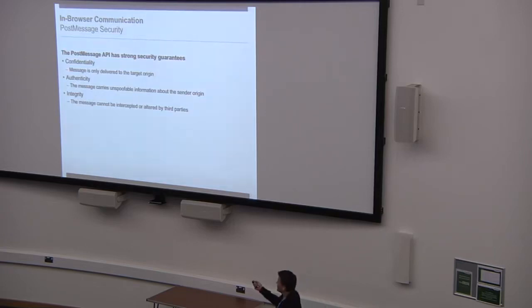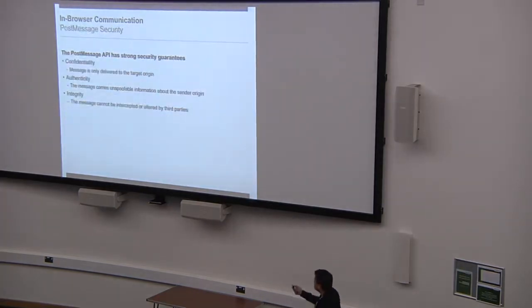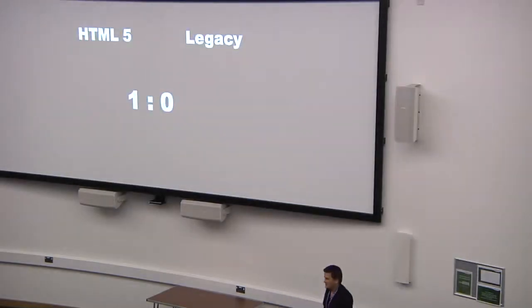The second property is authenticity, and authenticity is achieved by this event.origin attribute. So whenever we receive a message, we can check where it is coming from. And if this is a trusted site, we can process the message, and if it's not a trusted site, we won't process this message. And the third one is integrity, and integrity ensures that as long as we do not have cross-site scripting attackers, but then we have other problems on our domain, the message cannot be intercepted or altered by third parties. So now let's have a look at the score again, and I think this round clearly goes to the HTML5 post message API. So it's 2-0 for HTML5.